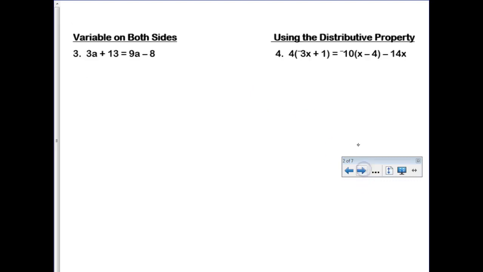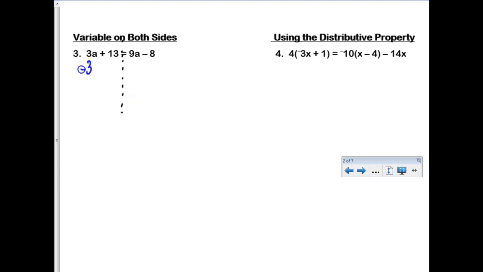Alright, moving along. If you have variables on both sides, you got to make a couple of movements. Now, because we are in Algebra 2, I don't mind if you do both of these steps on the same line, but I do want to see your work. So you have to decide what side of the equation you want to bring your variables to and which side you want to bring the constants to, and they have to be on the opposite side.